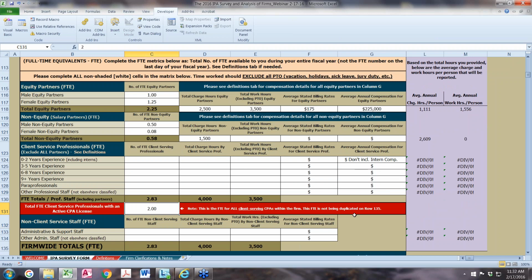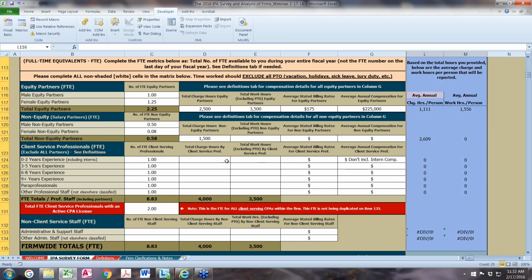As you complete the matrix, everything will auto sum on row 135. You will be able to look on column L and M to make sure that the numbers that you gave us make sense for your firm. And if you don't have anybody in a particular area, put in a 0 in column C and leave columns D, E, F, and G blank.